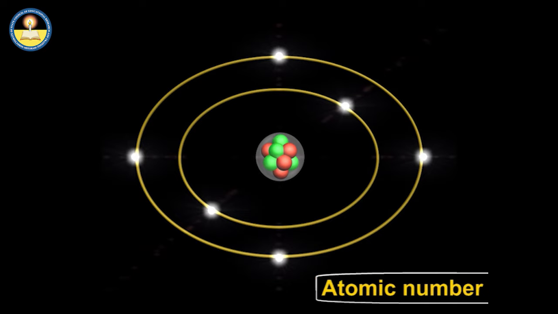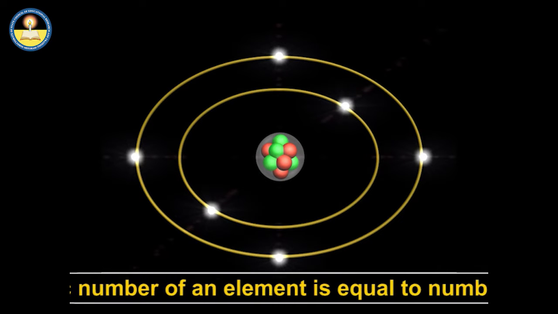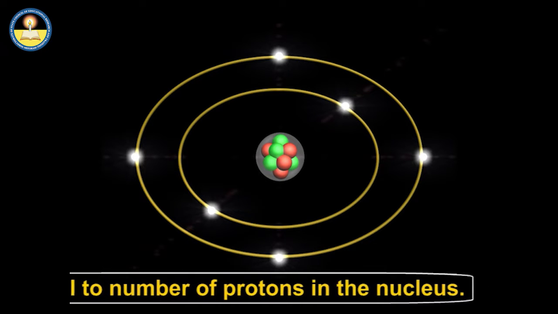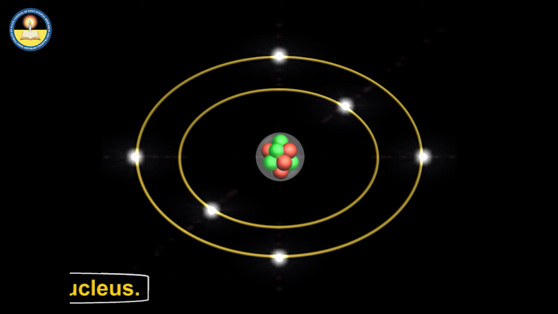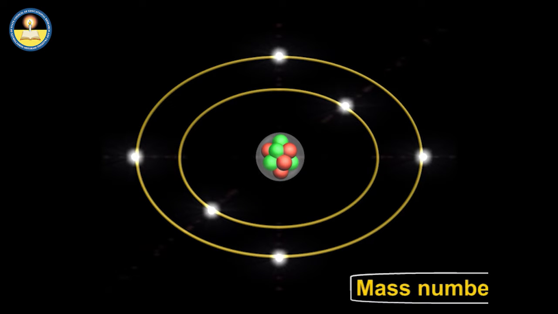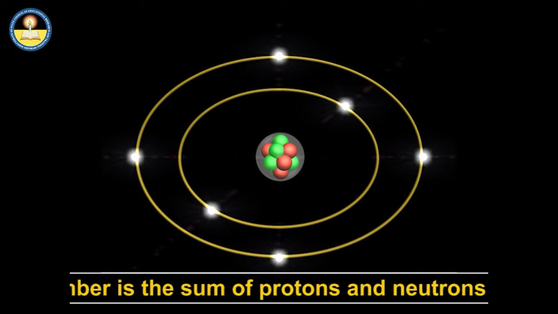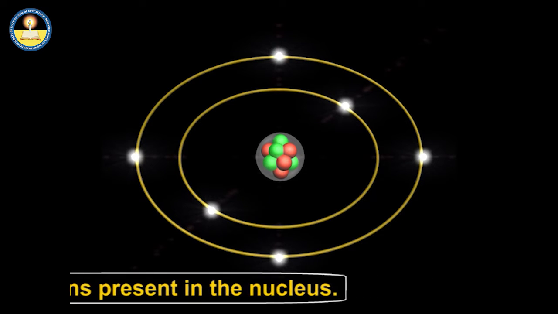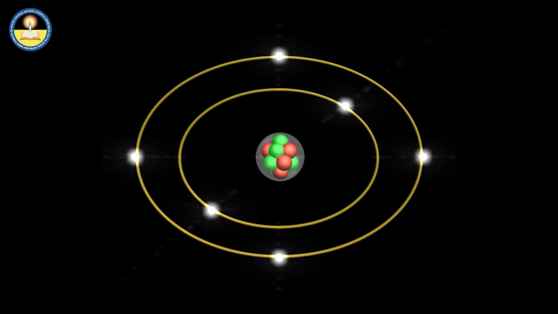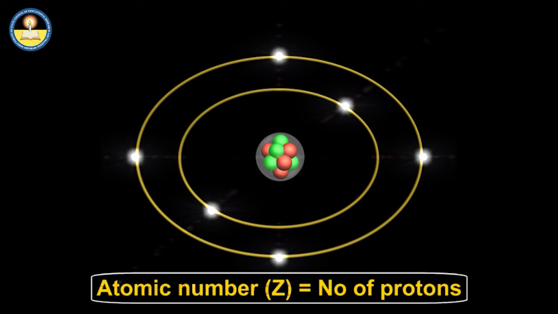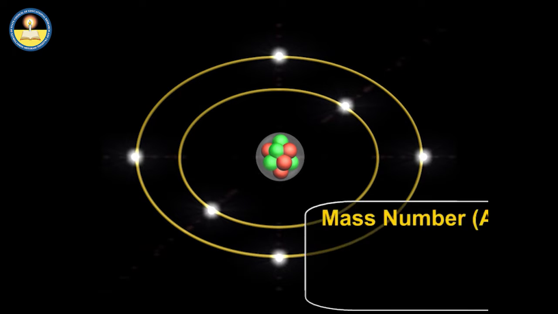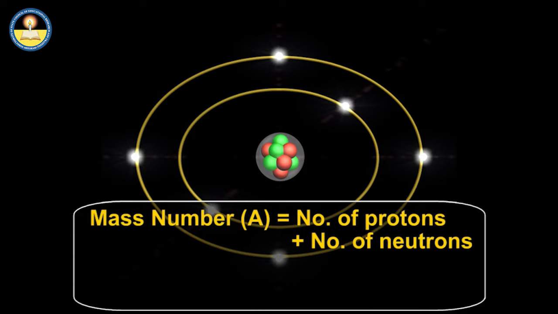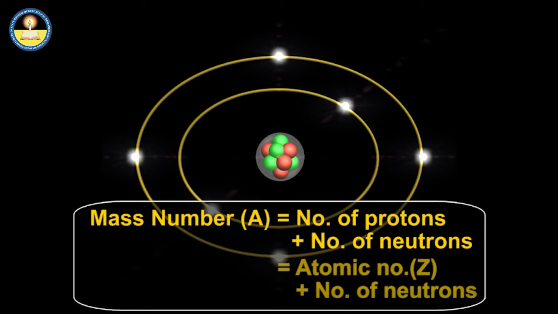Atomic number of an element is equal to number of protons in the nucleus. Mass number is the sum of protons and neutrons present in the nucleus. Atomic number is equal to number of protons. Mass number is equal to number of protons plus number of neutrons, that is, atomic number plus number of neutrons.